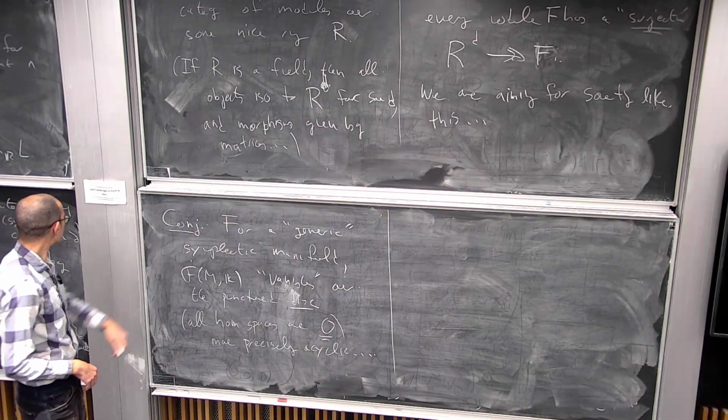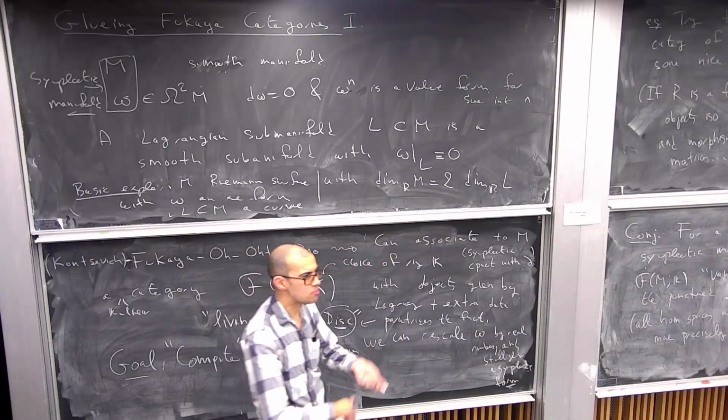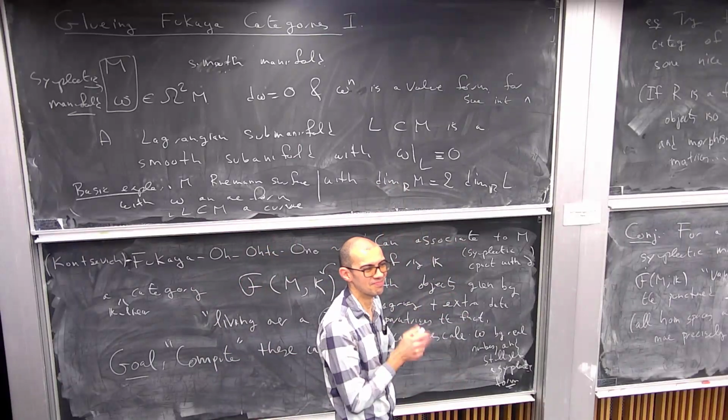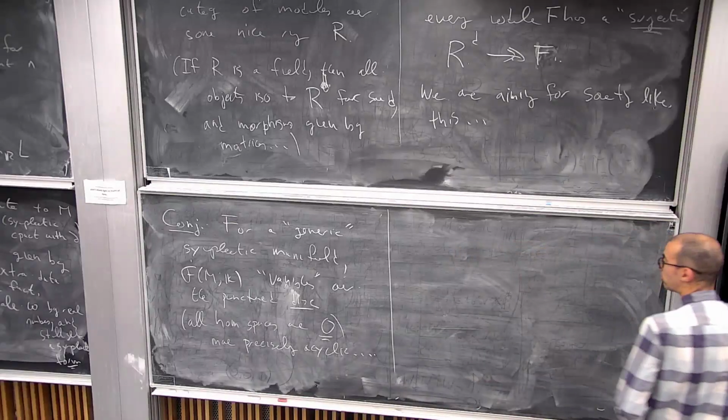Here, you get started with, well, the objects are Lagrangian, so all I have to do is list all the Lagrangians, but we don't know how to do that. We don't know how to write down all the Lagrangians in the symplectic manifold. Okay, I mean, except for Riemann surfaces.